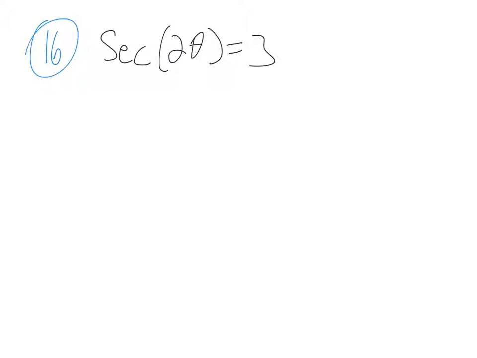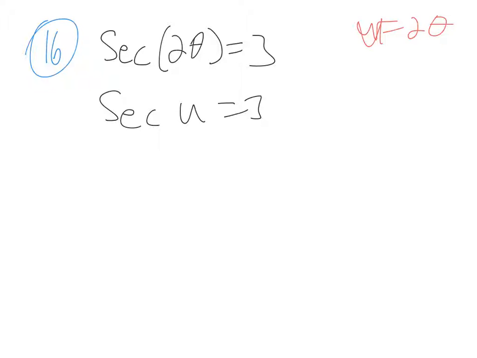Okay, so here's number 16, and we've seen a secant function, and we're trying to solve this. There's also some kind of period shifting going on, or some kind of period change. So how do you solve this kind of equation? Well, one thing I want to do is get rid of the 2 theta for a minute. I'm going to call this u, a little u-substitution here. So I'm going to say the secant of u equals 3.